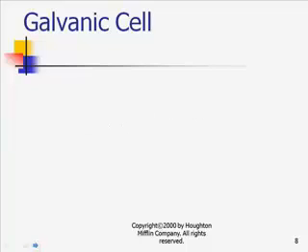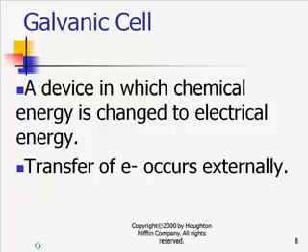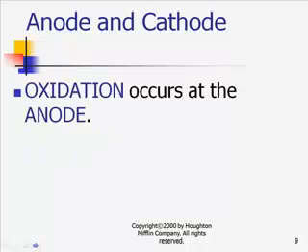Okay, galvanic cell. This is basically a set of compartments where we have each half reaction occurring in a separate compartment, and then we connect the two compartments with a wire and force the electron to move from the oxidation cell into the reduction cell. Okay, so we're going to cause the electrons to be transferred externally so that we can actually do something with those electrons, with that energy transfer.